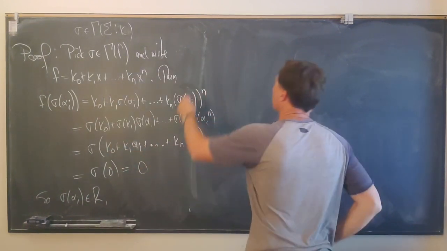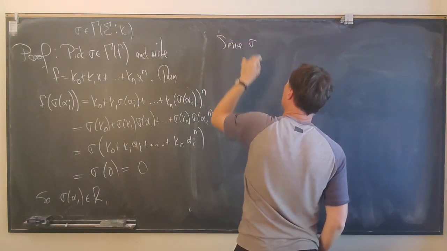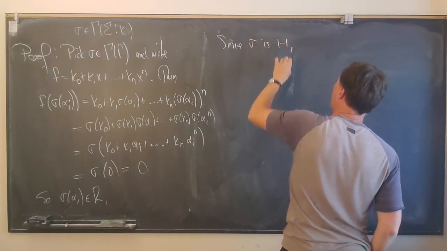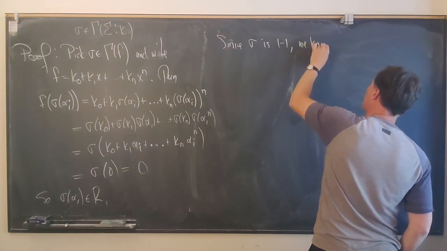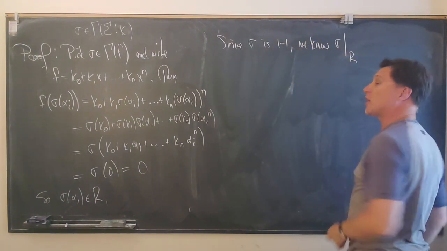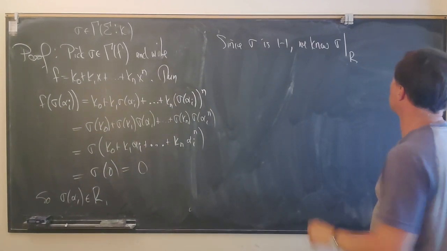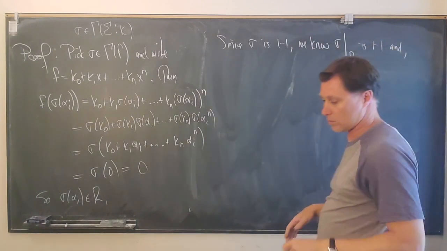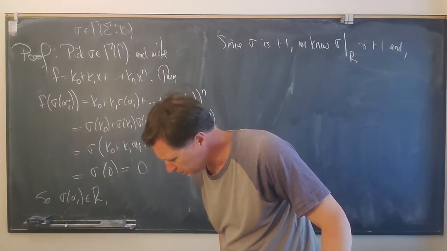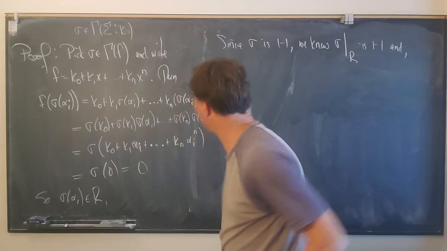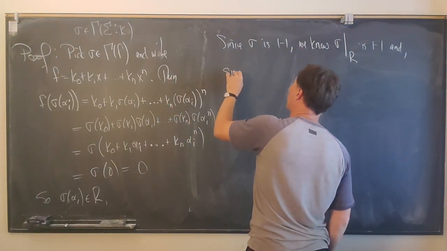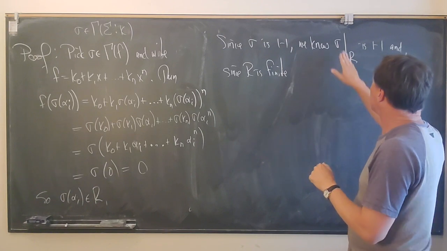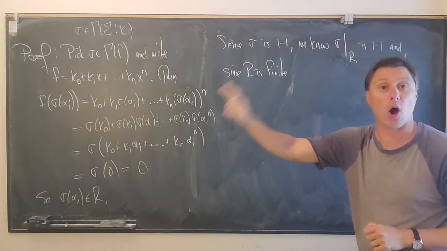Okay, so now, since sigma is 1-to-1, we know that if we look at sigma restricted just to the set of roots, this is 1-to-1. And since R is finite, what we have is that sigma restricted to R is going to be a mapping from R to R.